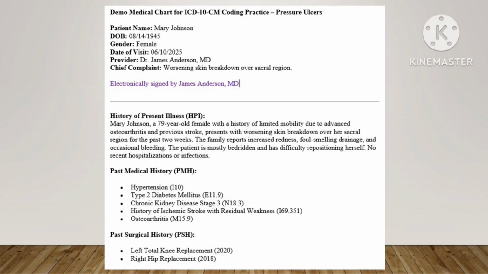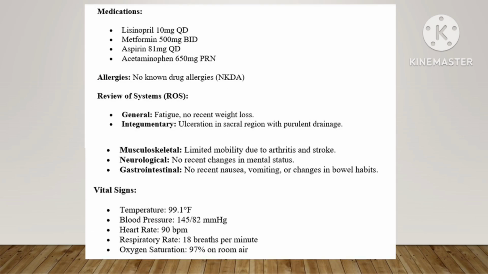Next section is surgical history. Remember, we can code personal history codes from this section, like here left total knee replacement and right hip replacement happened in history, so we can consider status codes for these surgeries. Another important section is medication, and we can consider the long-term medication code for coding, like here we can append code for metformin and aspirin.